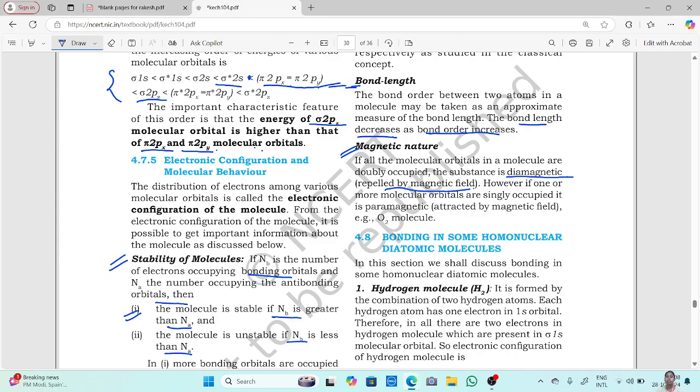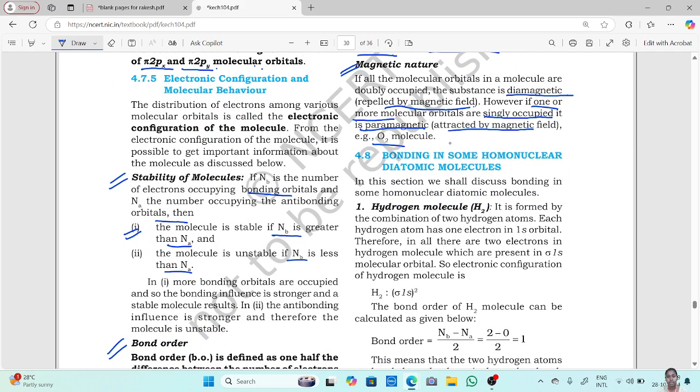However, if you have one or more than one molecular orbital singly occupied, that means half filled or partially filled, if there is an unpaired electron in the orbital, then you have a paramagnetic molecule. That means the molecule is attracted by the magnetic field. For example, your O2 molecule. This is what your magnetic nature is.